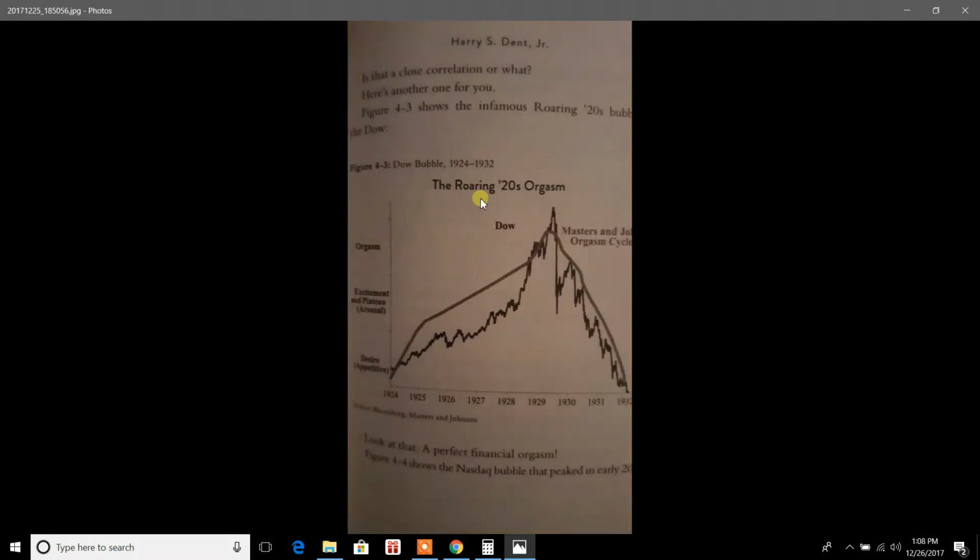And then we go over here to the Roaring Twenties. That state of euphoria that I was talking about. Well, here's a chart of the Roaring Twenties from 1924 to 1932. And then he lays the Masters and Johnson's orgasm cycle for a man over top of it, and it does the same exact thing. So basically what he's saying is not all cycles rhyme, but they can repeat.